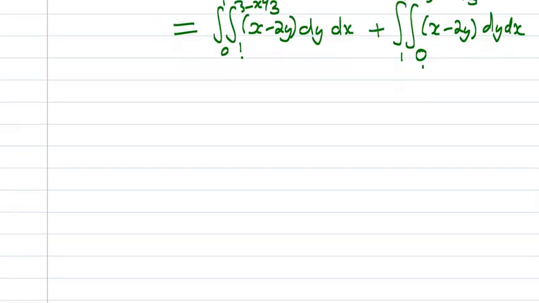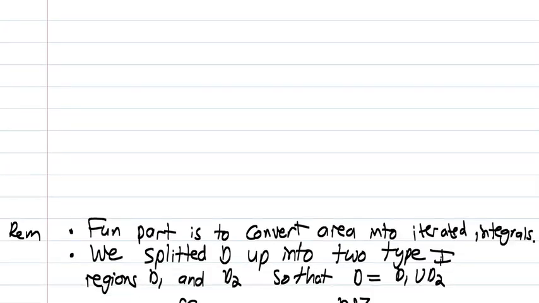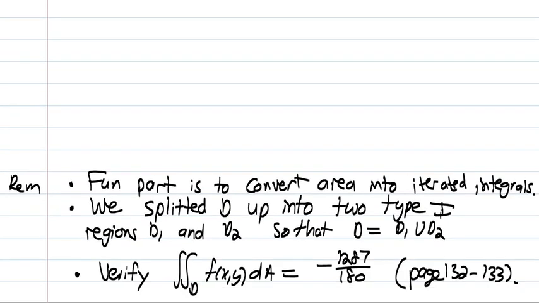So a few remarks. The fun part in this calculation is to convert the area into a sum of two iterated integrals. And how did we do this? We split up D into two type 1 regions, D1 and D2, so that the union of D1 and D2 is D and they don't share any mutually interior points.